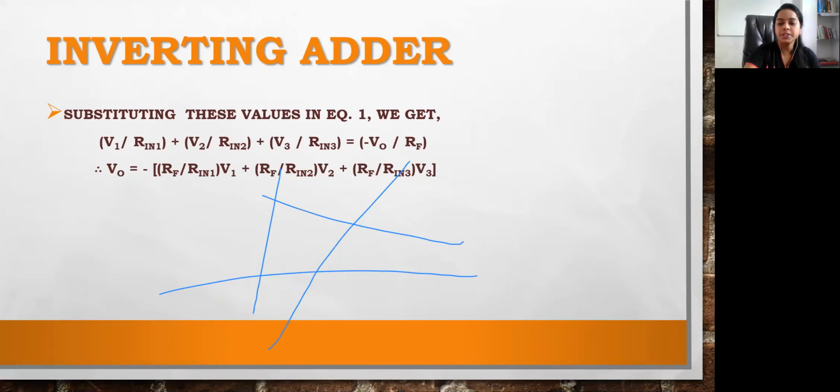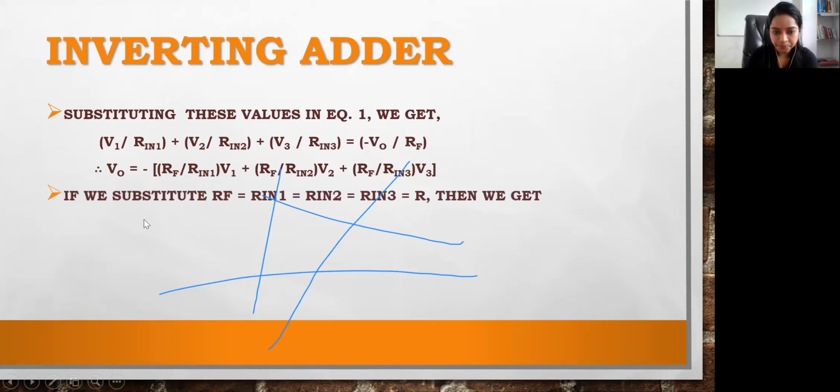So by rearranging these terms, we can get V out. We keep V out on one side and take the other quantities to the right side. So V out will be equal to minus of Rf by R in 1 into V1 plus Rf by R in 2 into V2 plus Rf by R in 3 into V3.